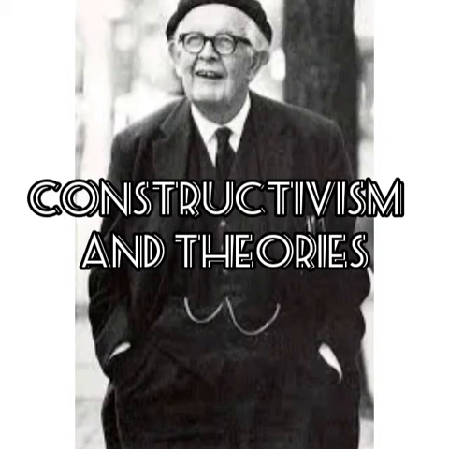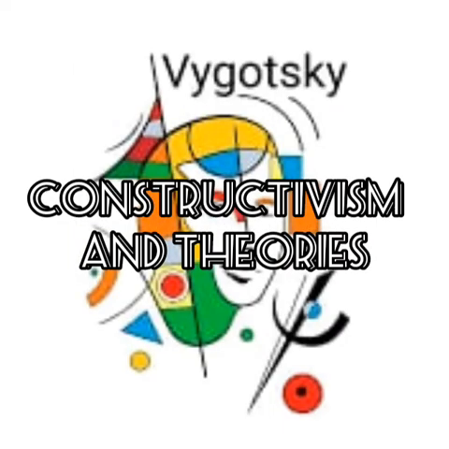Implicit theories. Motivation researchers have identified two distinct implicit theories, or mindsets, about the role of ability in achievement: entity theory, or fixed mindset, and incremental theory, or growth mindset.